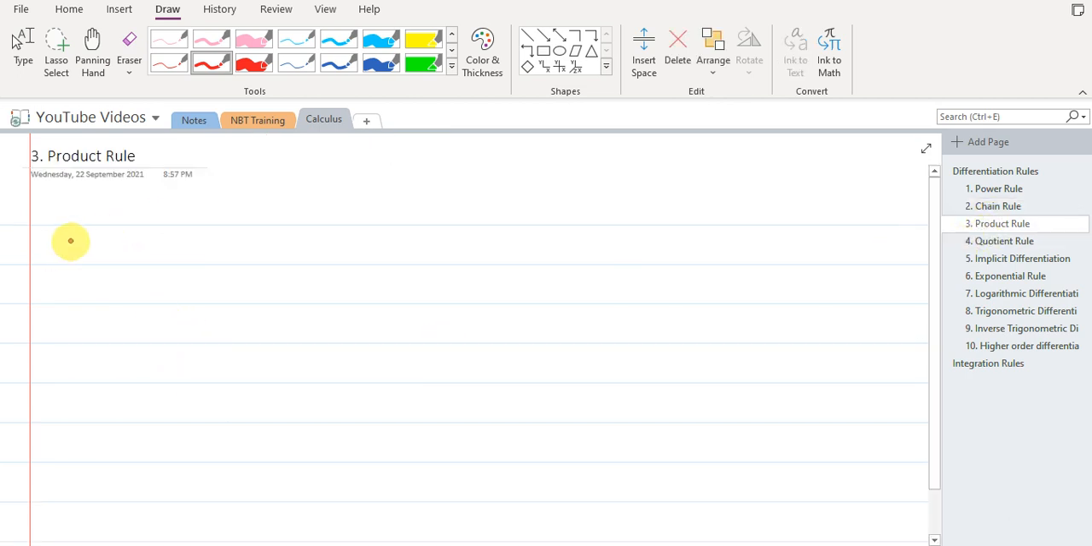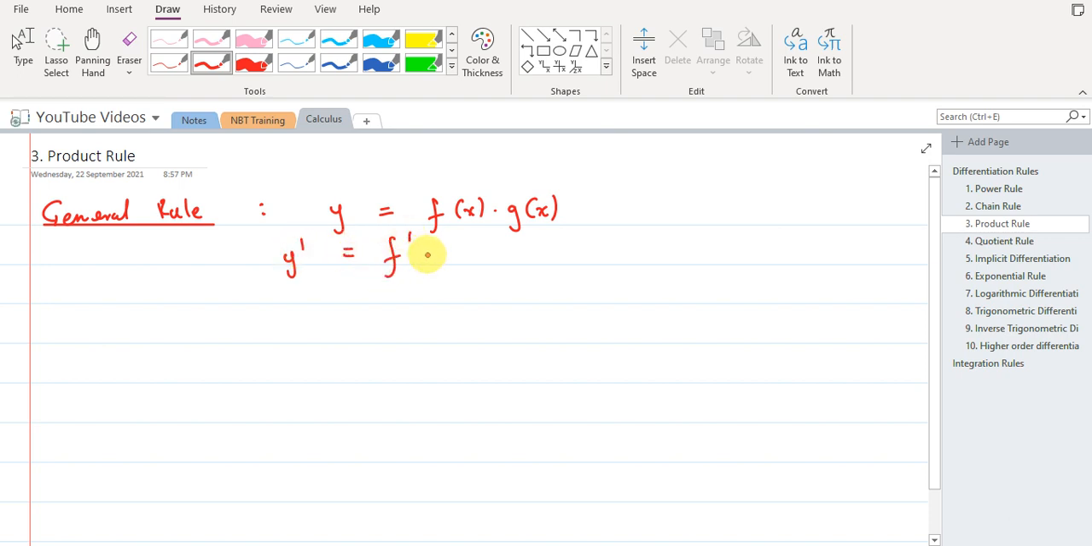Now in the product rule, what is the general rule? I usually start off with the general rule and then we differentiate. So if I have y in the form of f of x times g of x, so it's a product of two functions, then to find the derivative y prime, we say f prime x times g plus g prime f. In other words, differentiate the first, leave the second, add, differentiate the second, leave the first.